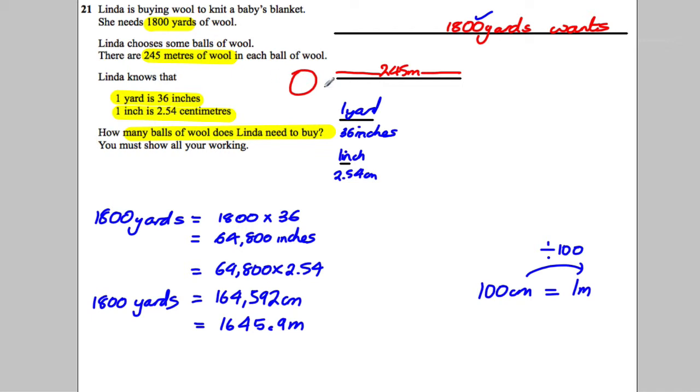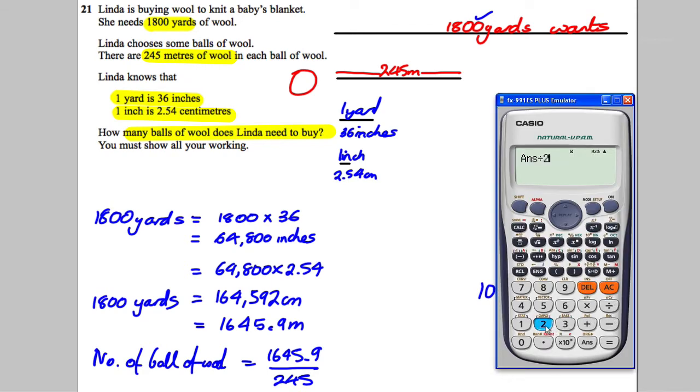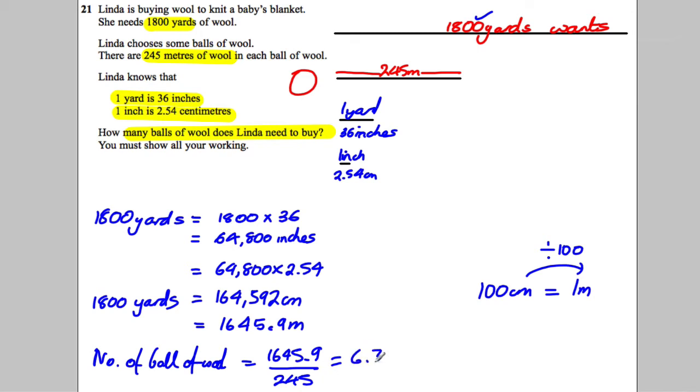So to work out the number of balls of wool I need, we would do 1,645.92 divided by 245, and we get 6.71. Therefore, we're going to need to buy 7 balls of wool. And we're done.